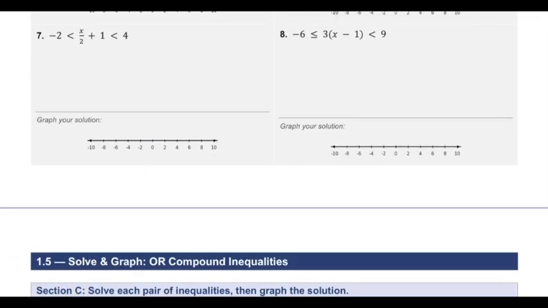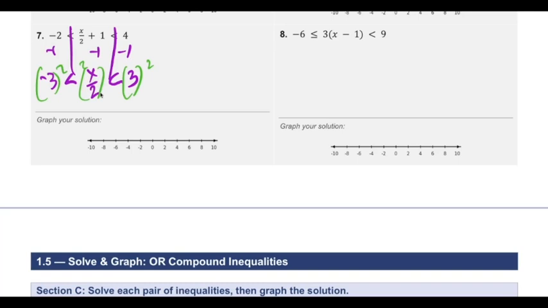Let's do this next one here. So again, we're going to solve for x. Let's get rid of the 1. Whatever we do to one side, I do to all sides. So -1, -1, -1. I get -3 is less than x over 2 is less than 3. Gotta get rid of the 1/2. Opposite of dividing by 2 is multiplying by 2. So we're going to multiply everything by 2. And again, I'm multiplying by a positive 2, so none of the inequalities are going to change. So -6 is still less than x is still less than 6. So -6 open circle, 6 open circle, and we are between those two.